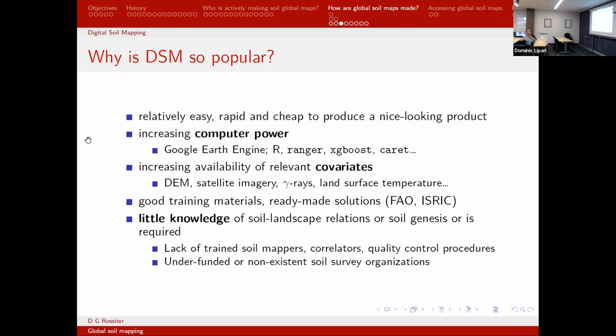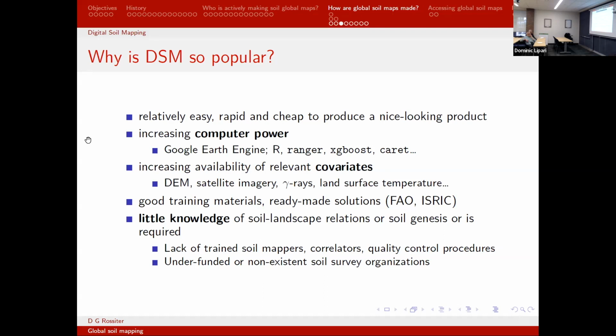So you don't have to know anything about soil survey to do this. You don't have to have any feel for the landscape. You just do it. The advantage there is the lack of trained mappers, correlators, and quality control. Many countries don't have an organization at all, or if they do, it's very underfunded. And so you don't really have an alternative. So that's one of the reasons it's popular.